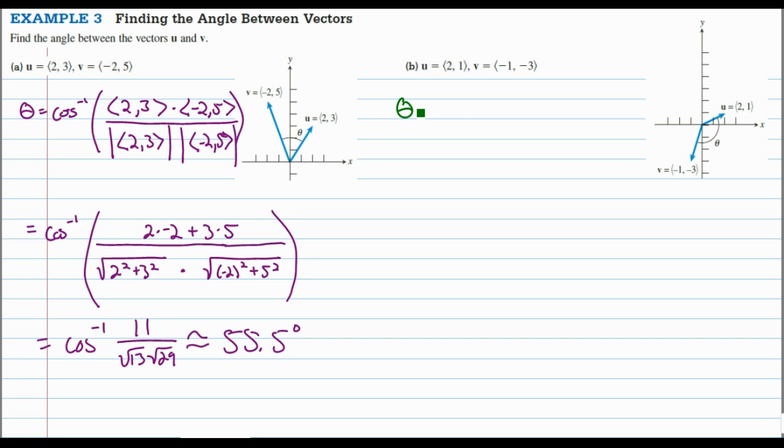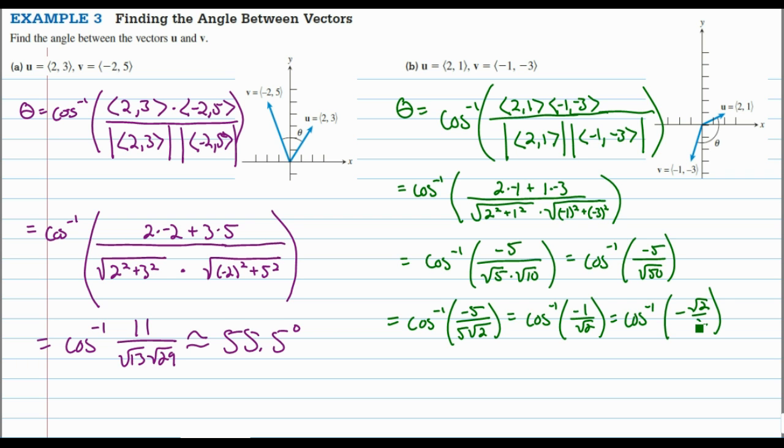Part B, to find theta, I'm going to do the same thing. The inverse cosine of, in the numerator, the dot product of the two vectors, and then in the denominator, the product of the magnitudes of the two vectors. After doing the dot products and finding the magnitudes, I started simplifying, and I found out that I'm actually trying to find the inverse cosine of negative square root 2 over 2. It's going to be 135 degrees. Plus, 135 degrees is in the range of inverse cosine, so I could have just used my calculator.